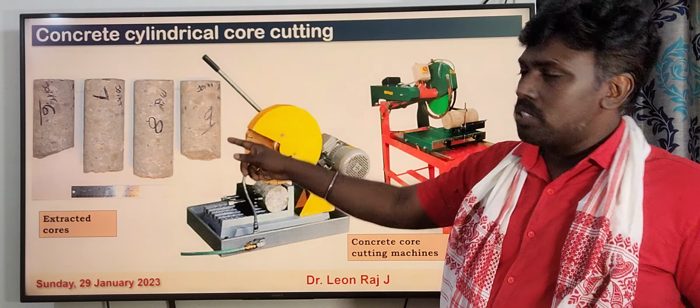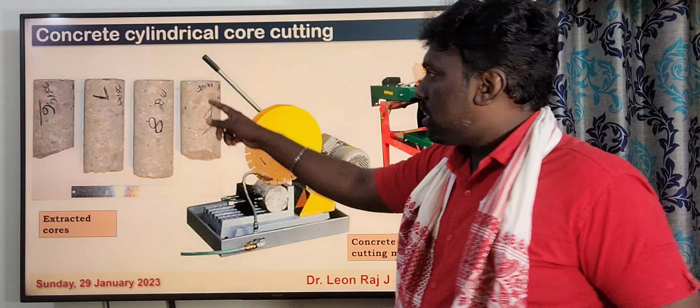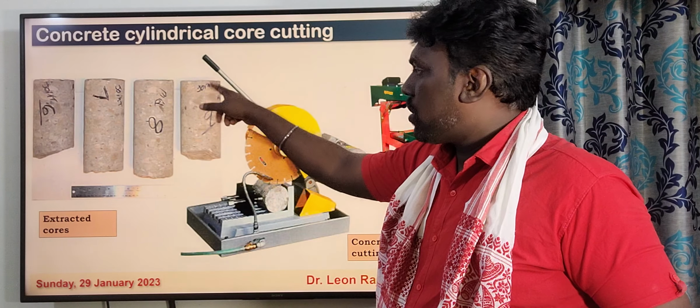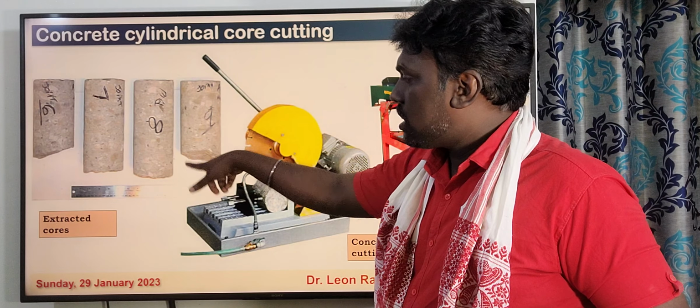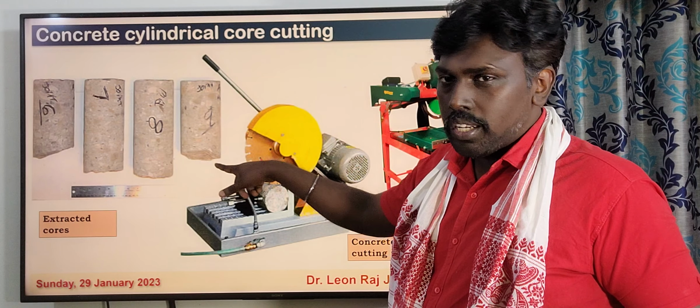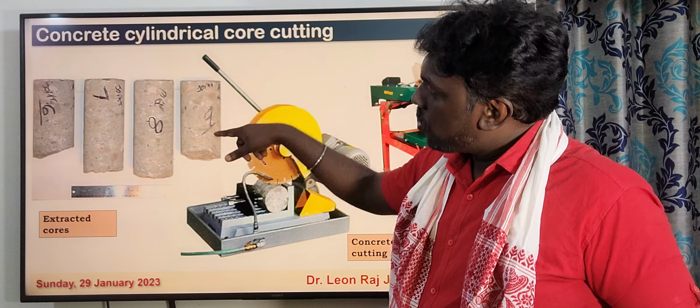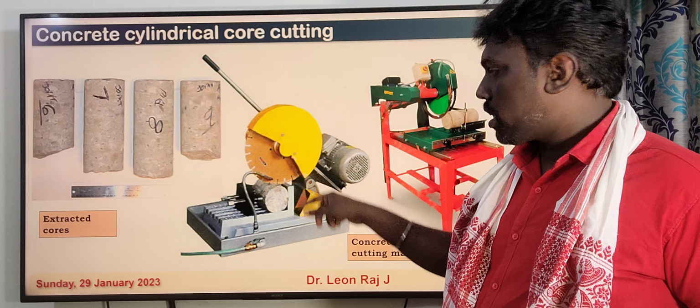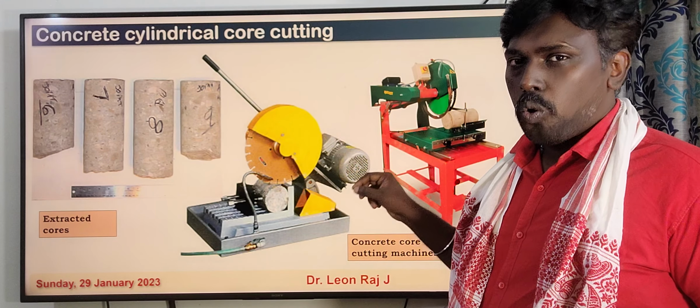Then this is how the collected sample looks like. This is the top surface, and this is the bottom surface, that is the other end of the core. Usually it looks very uneven, so we cannot test the core with this shape. So we take the core sample and cut it using a concrete core cutting machine.